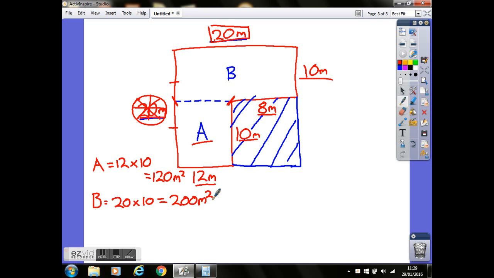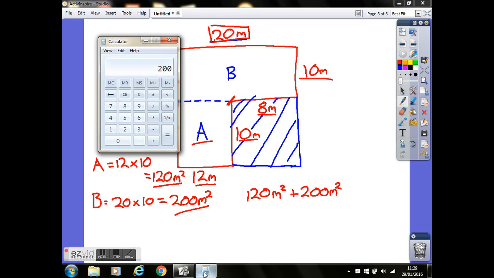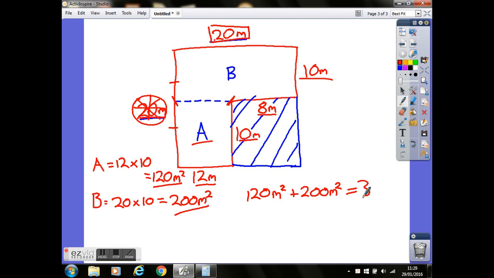So what we've worked out here is the shape A has 120 meters squared and shape B has 200 meters squared. So to find out what all this is combined, we just need to then add them together. So again, bring up your calculator if you need it. So we've already got 200 up there. Add on your 120, and that shows us that the area of this irregular shape is 320 meters squared. And that's all there is to it. And this is the end of that short tutorial.